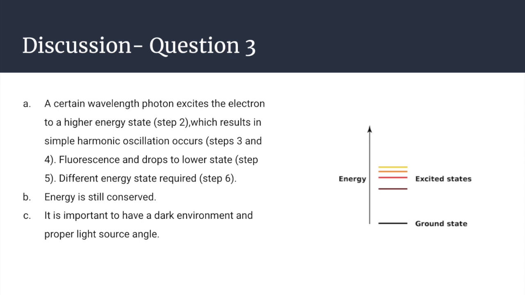Since different wavelengths of photons have different energy levels, the emitted photon will have a different length than the excitation photon. For part B, energy is still conserved even though you have a different excitation and emitted photon because it takes energy to get to the simple harmonic oscillation states. And then for part C, it is very important to have a dark environment and the light source to be 90 degrees from the fiber optic cable, because otherwise you will get light interference in the cable, which means you also see values from the absorbance spectrum of the regular flashlight.